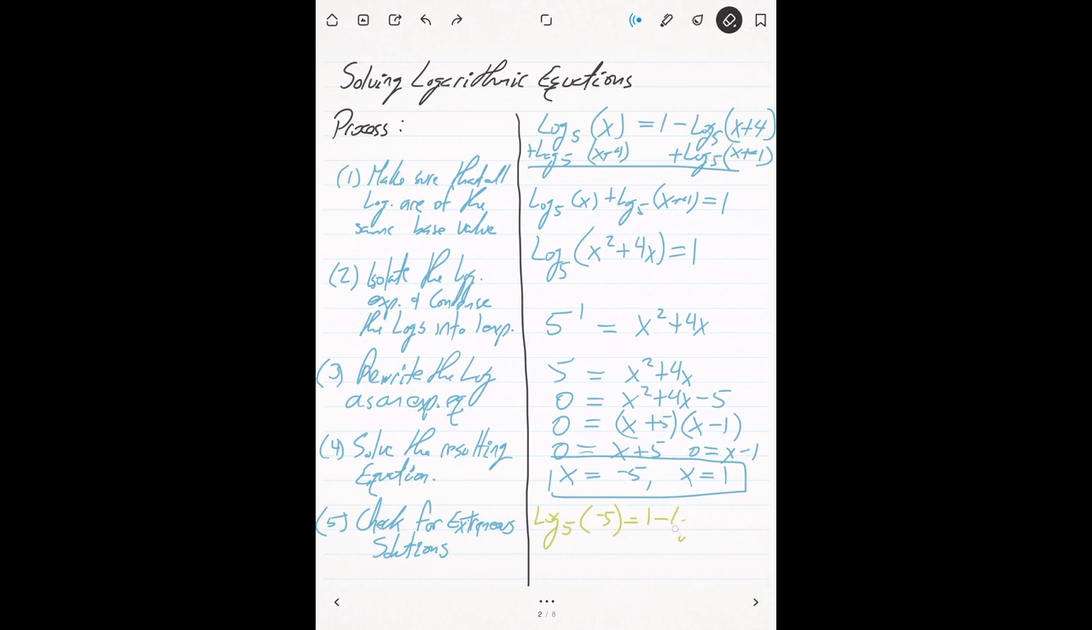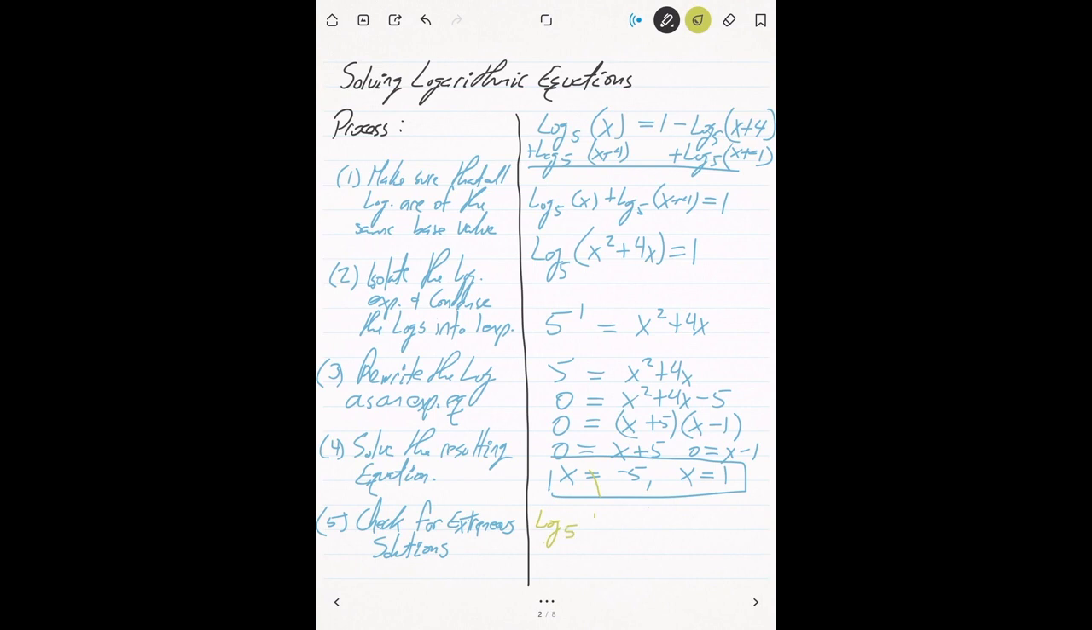Here, let me try to clear some space here. We know that 5 is not a true solution. We're going to say that it is extraneous. Now let's test 1, and let's see if 1 works.